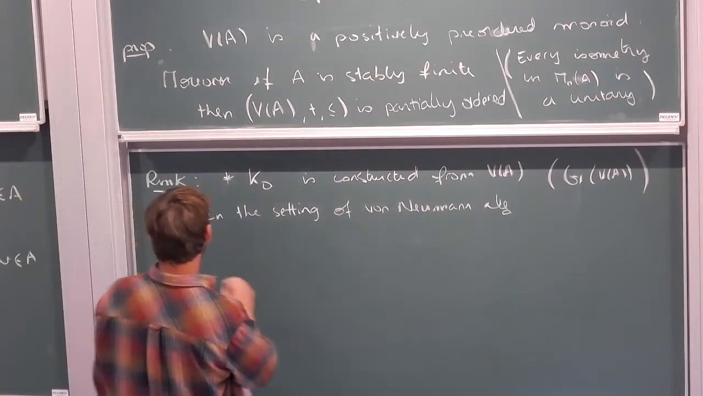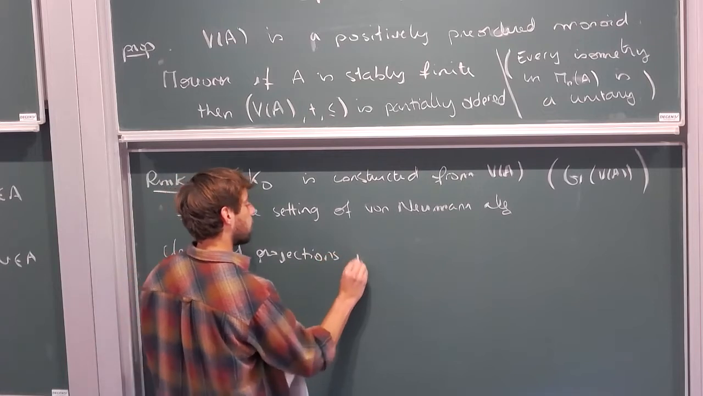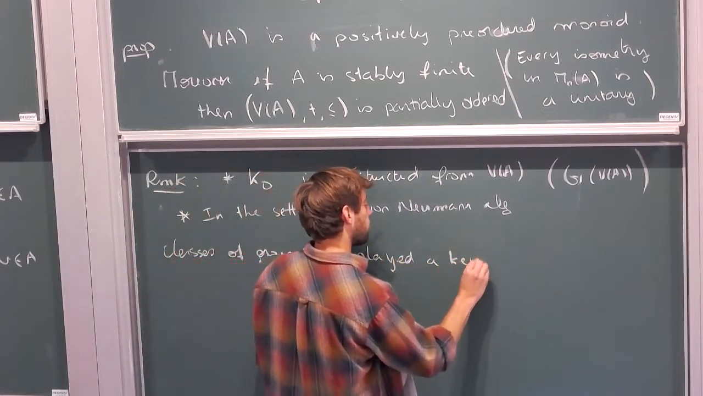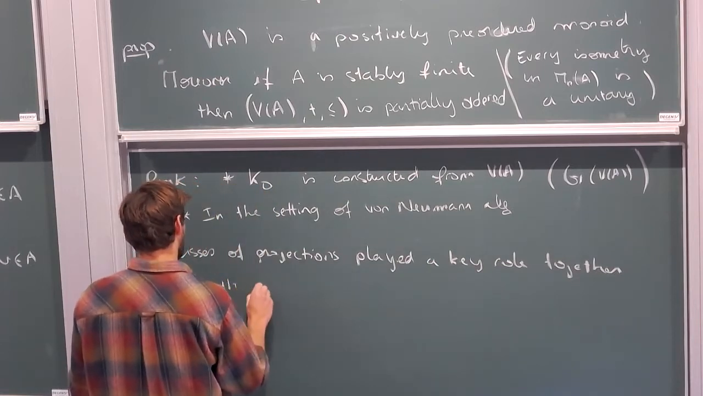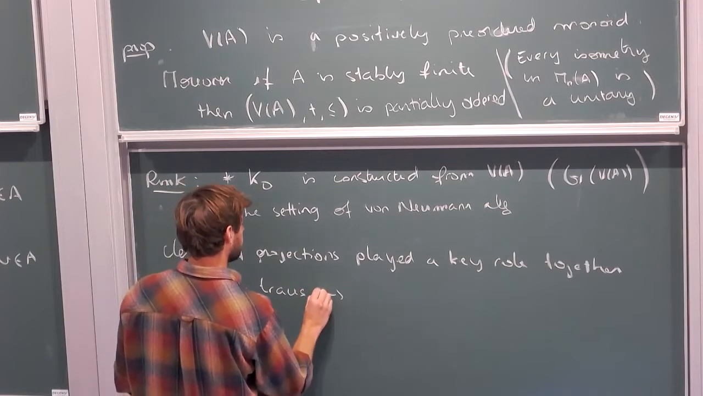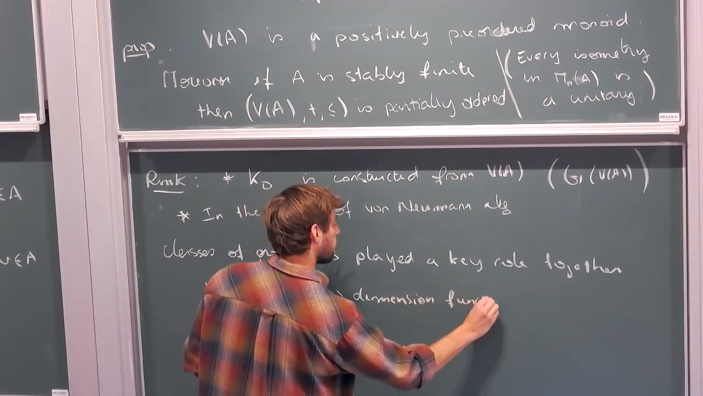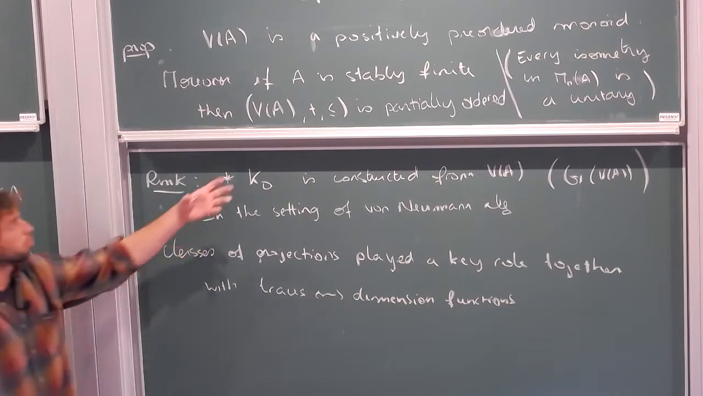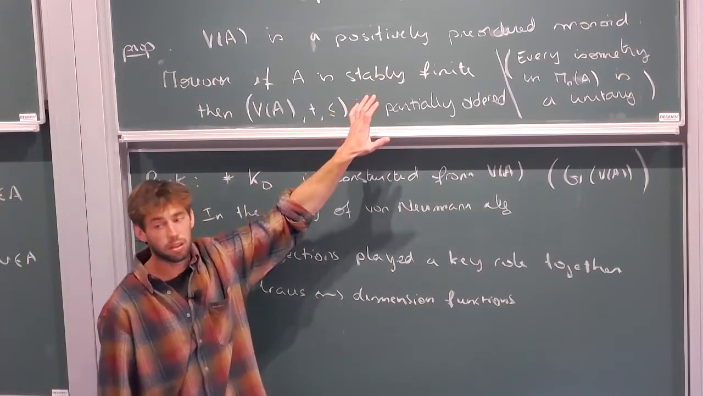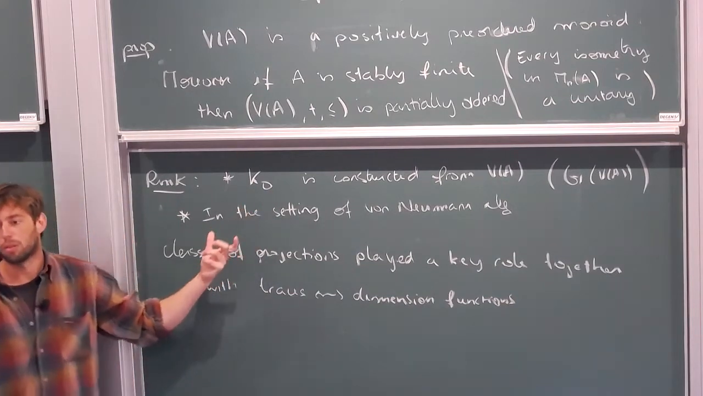In the setting of von Neumann algebras, classes of projections play the key role, together with traces, which are related to what's called a dimension function. You can think of a dimension function as a monoid morphism from V(A) to R plus. So there is a strong correlation between being stably finite and the existence of traces through those functions that are defined on classes of projections of the Murray-von Neumann semigroup.